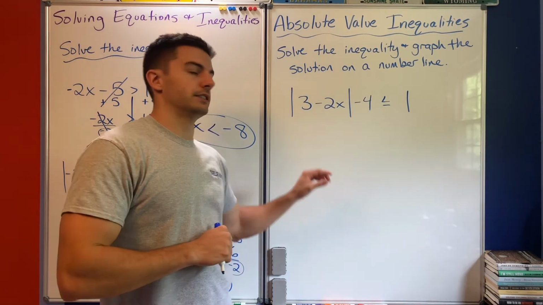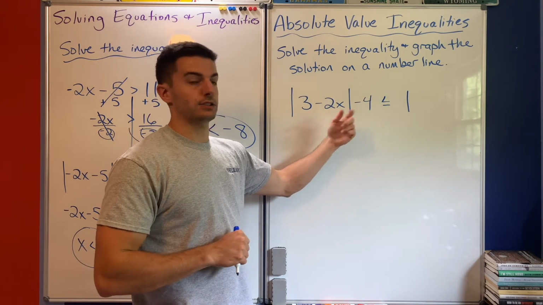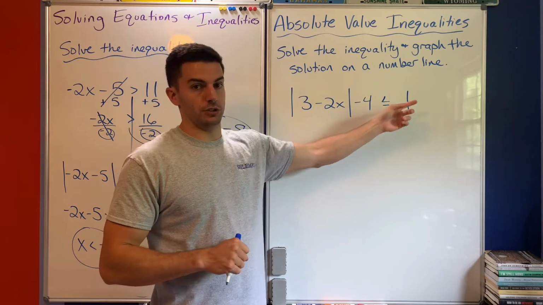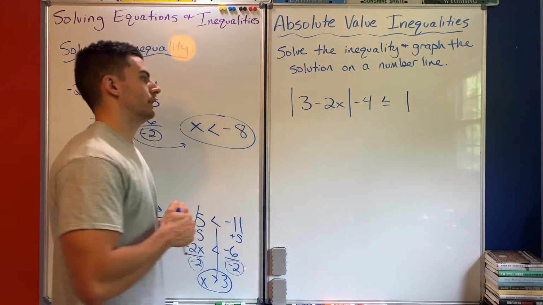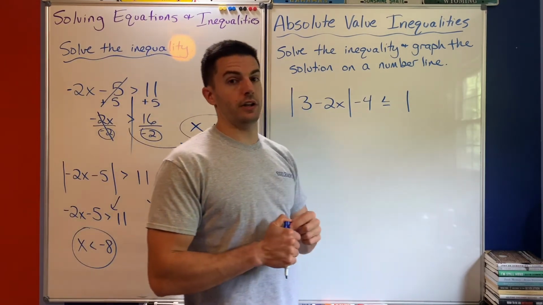Okay, so I have my second example here, the absolute value of 3 minus 2x minus 4 is less than or equal to 1, okay? And so I look at this, again, I see the absolute value signs, I see that it's an inequality, okay?